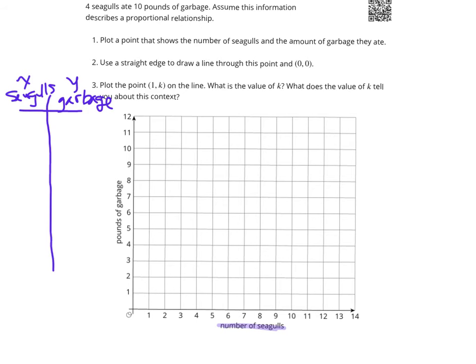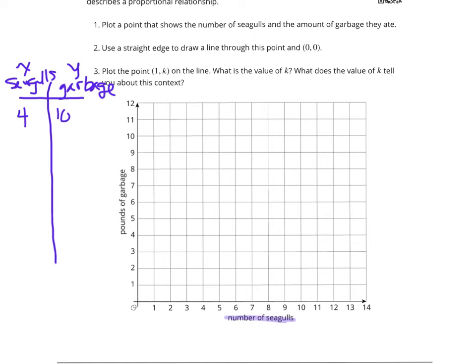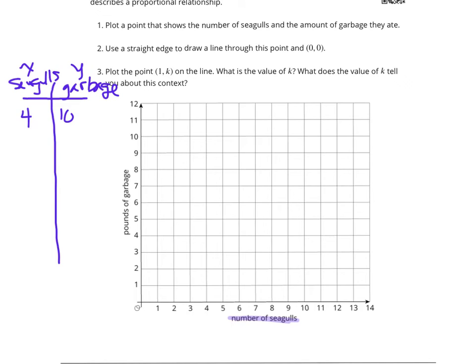All right, so here's what we're told. 4 seagulls ate 10 pounds of garbage. And we want to put that point on the graph. So I would go over 4 and up 10. And because it tells us to assume a proportional relationship, we know that all the other points would lie on a nice straight line going through the origin.